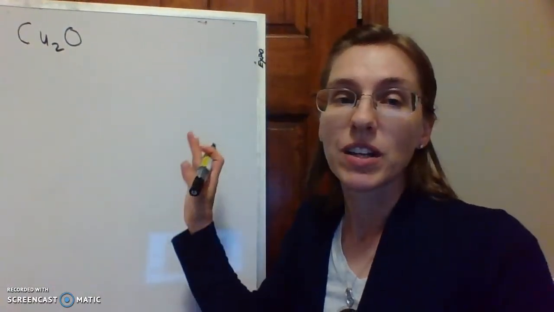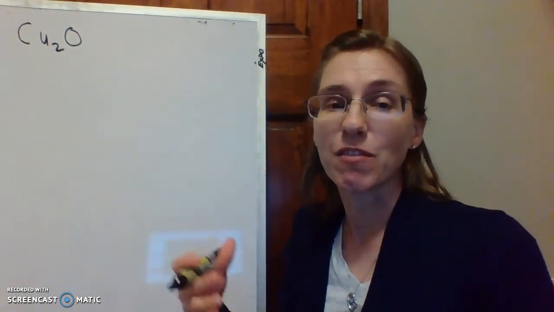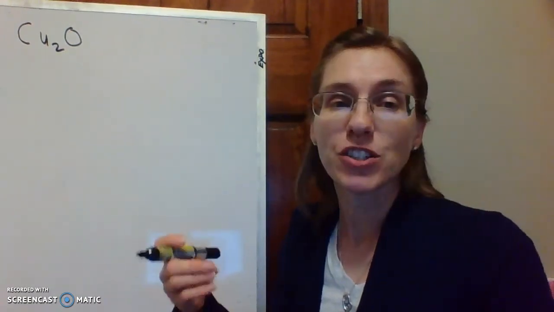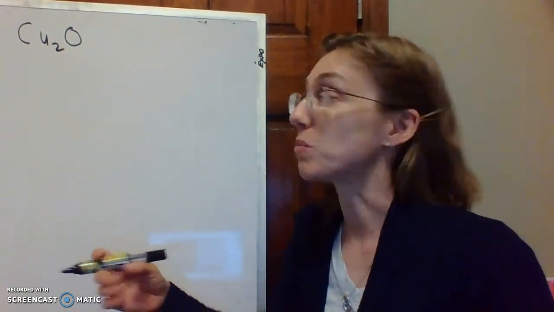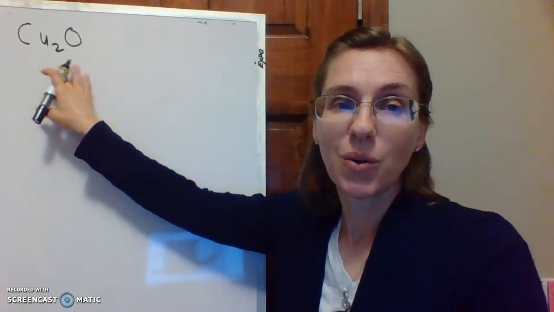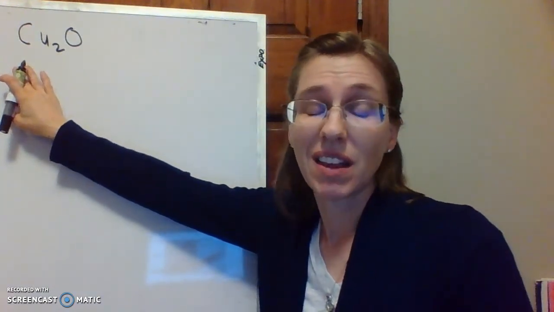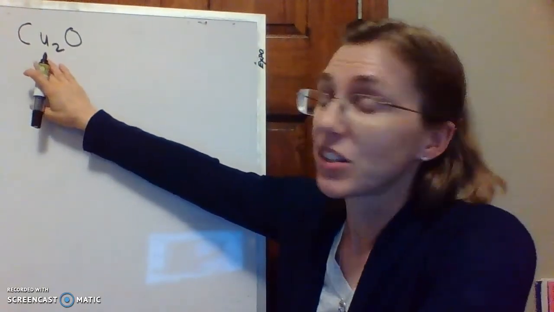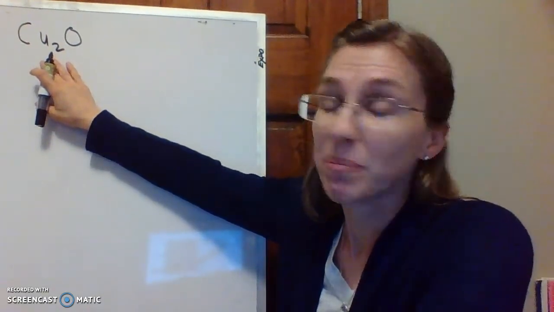So here we're going to talk about naming the ionic compounds where we're dealing with a transition metal that can have more than one charge. Because it can have more than one charge, we have to actually specify what the charge is in the name to differentiate the different transition metals. For example, if we just said copper oxide for this, we wouldn't know, is this copper plus 1? Is this copper plus 2? The name wouldn't tell us anything. So let's go ahead and determine for this chemical compound which copper we have to use for the name.